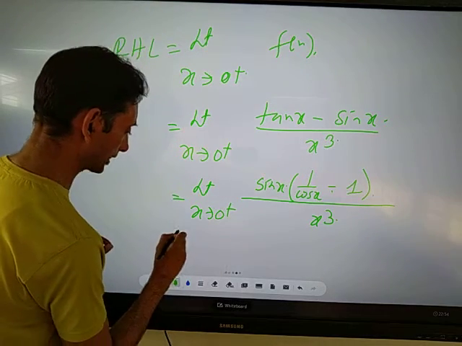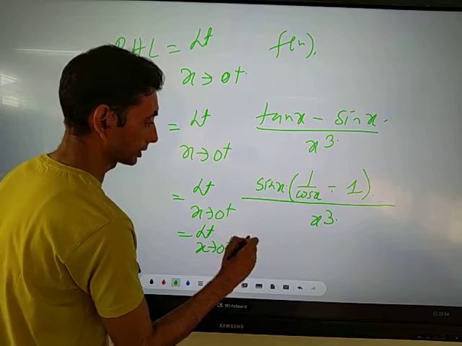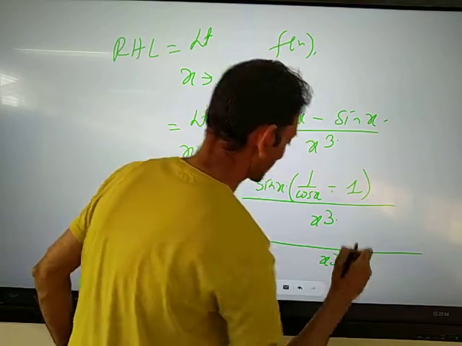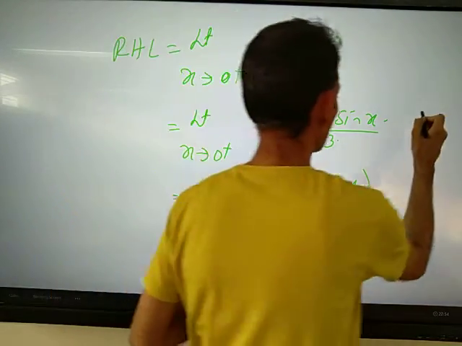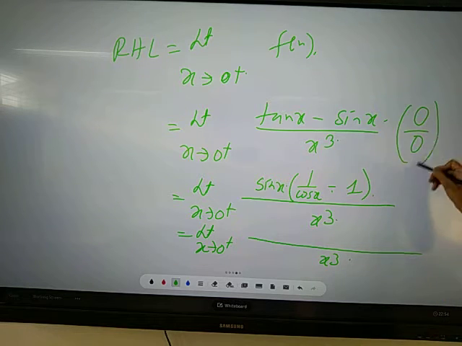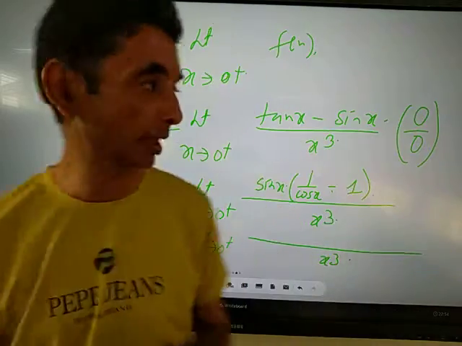Next, limit x approaches 0 plus. Let us first simplify these steps. Why do we need to simplify? Because this is given in 0 by 0 form, so we'll try to remove the indeterminate form.